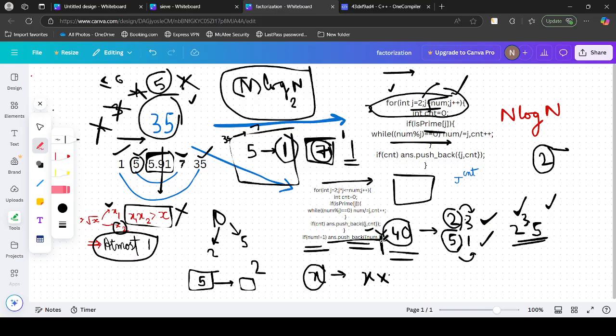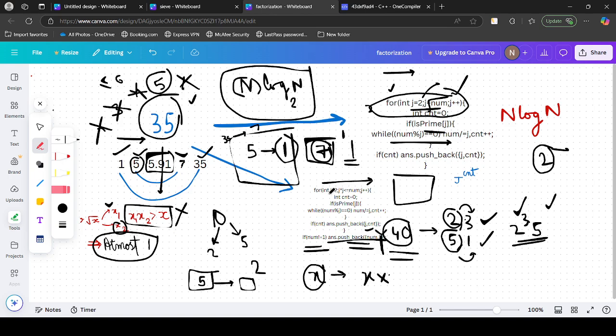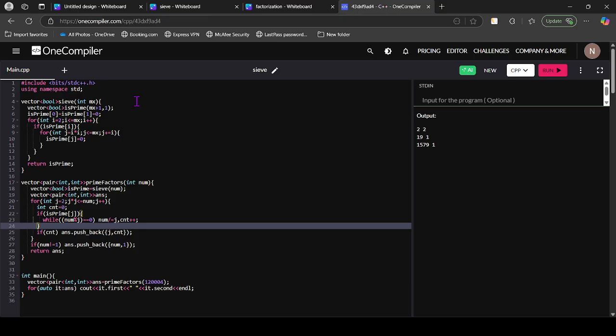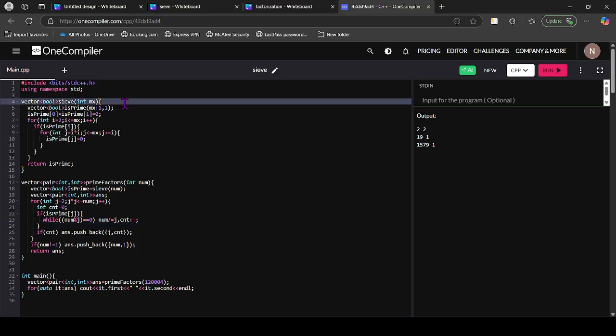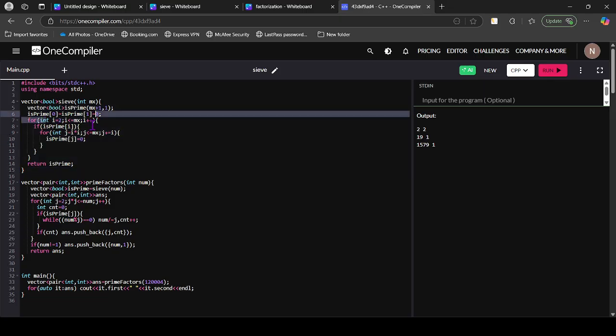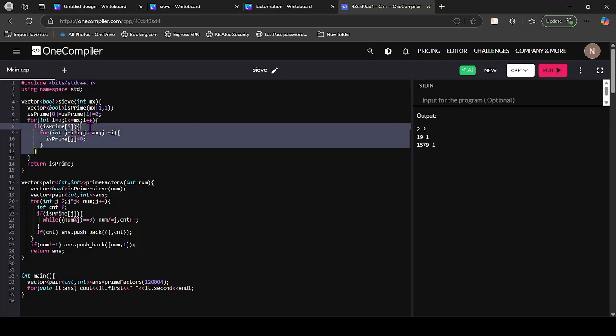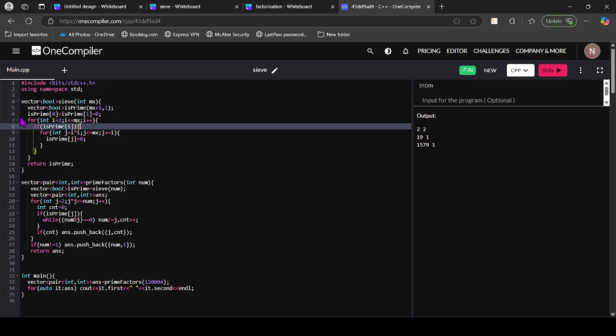So in this way, by using Sieve, we can answer queries for prime factors, and we can find prime factorization in root n log n, which is very optimal compared to n log n. So the code is very simple and we discussed it before. Initially, the Sieve function returns the vector. We are traversing from 2 to max, finding whether the given number is prime, marking all its multiples as non-prime, and finally returning the vector.